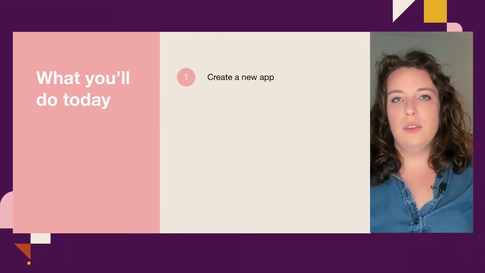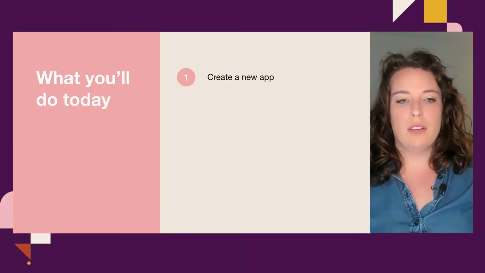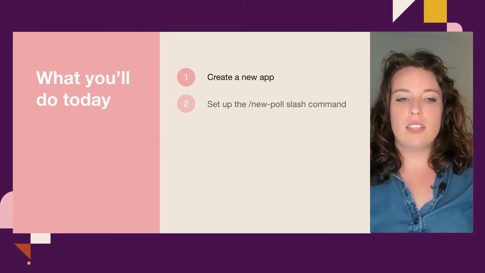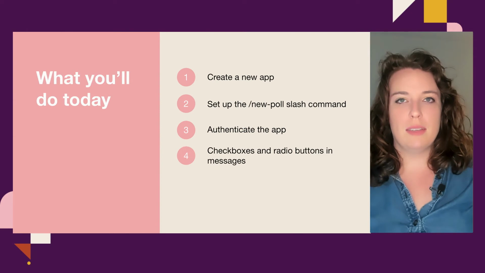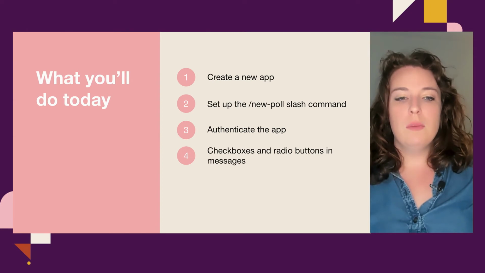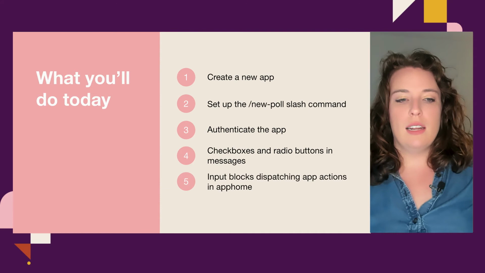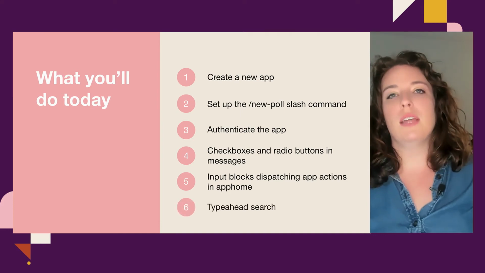First, we're going to create a new app by remixing some Glitch code and creating an app on Slack's config page. Then we'll configure a slash command that's already written for you. Next, we'll install our app, which will give us the credentials we'll need to connect our app to Glitch. We'll test the connection with our slash command, which will also show off checkboxes and radio buttons in messages. Then we'll use the Blockit builder to help us recreate an input block that dispatches actions. Finally, we'll use that input block to build an app home that supports type-ahead search.